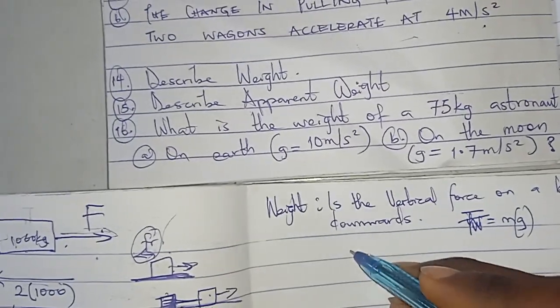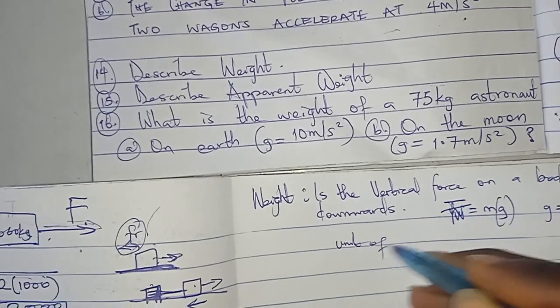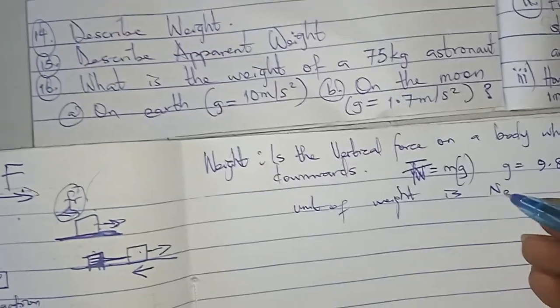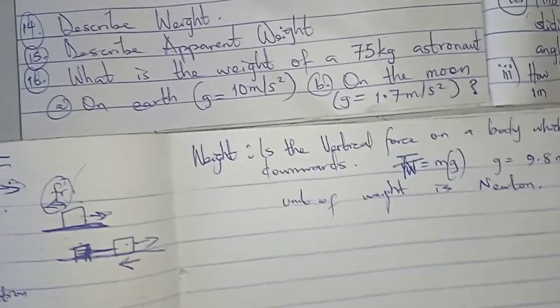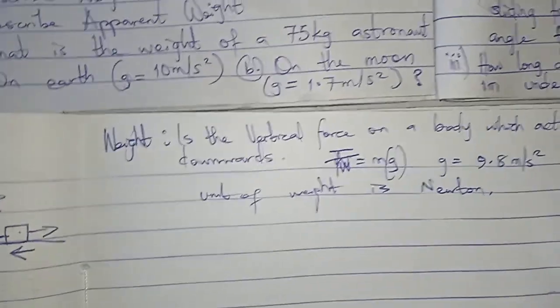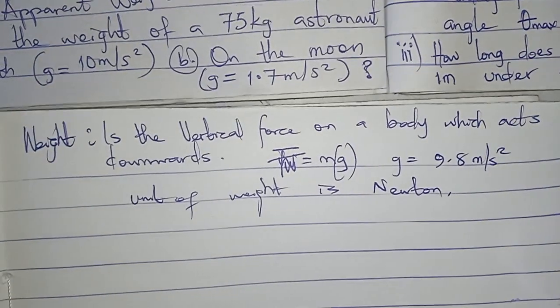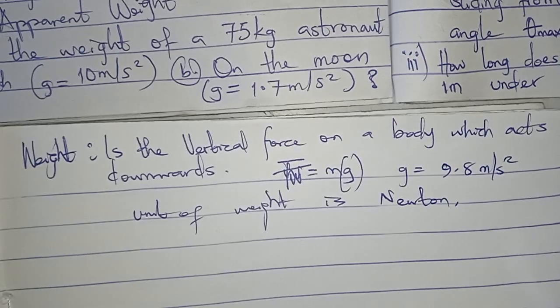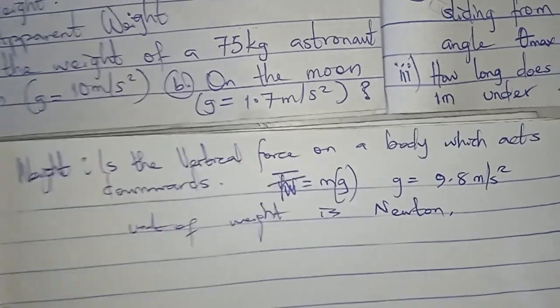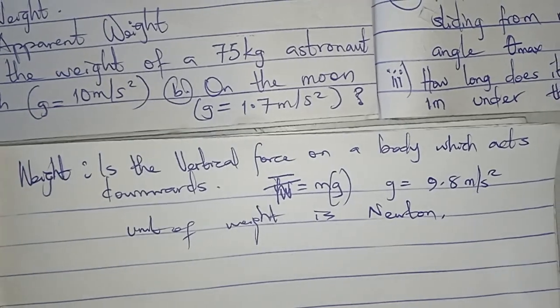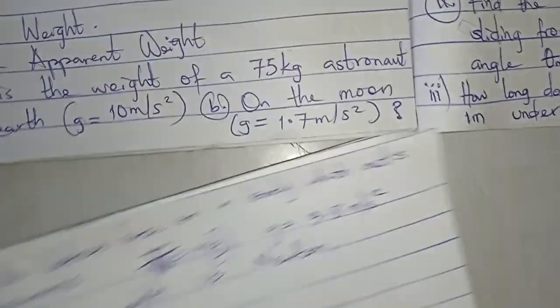That's why you get it in kg. So the unit of weight itself is Newton. Why the unit of mass is kg. In physics, the SI unit of apparent weight, mass, is kg, while in chemistry we normally use gram. Why weight, the SI unit is Newton, is force. All right.